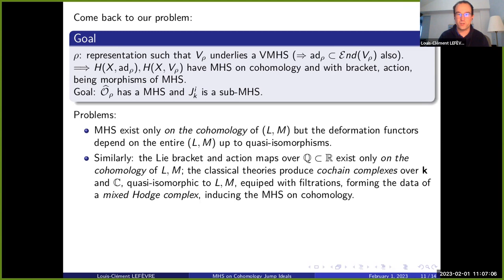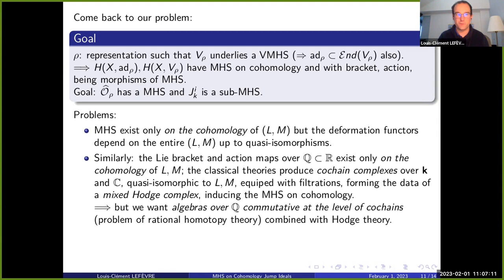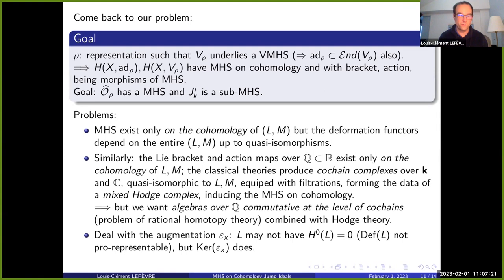And this is similar to rational homotopy theory. I'm going to explain it. We want algebras and modules defined over Q that are commutative at the level of cochains. Similarly, there's another problem that I'm not going to go into in many details, but which was problematic in the beginning. We have to work with the augmentation: the full DG Lie algebra L that we get from the cohomology of X with coefficients in ad rho may not have H0 of L equal to 0, which means that the representation functor of L is maybe not prorepresentable. We have to work with the augmentation. I'm not going to go into much detail on this. I'm going to pretend that I work with the full L and M.